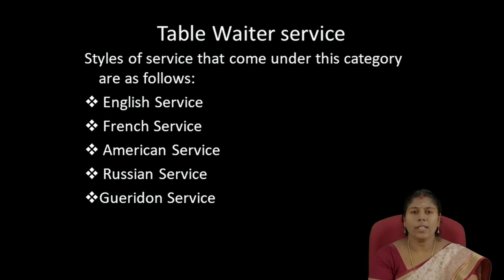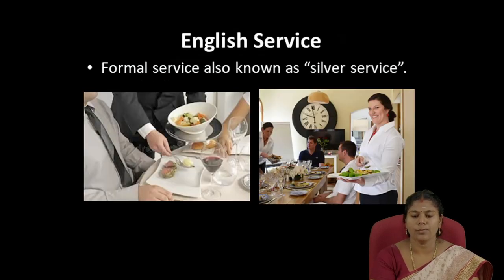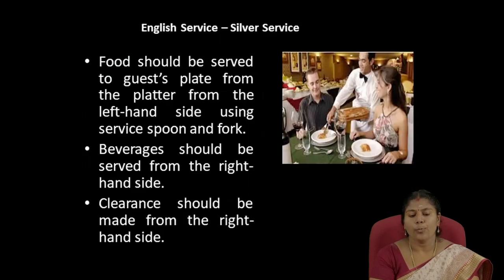We are going to see the different types of waiter services. The first one is English service, then French service, American service, Russian service and Guéridon service. Let's see them one by one in detail. The first one is English service. It is also known as silver service.